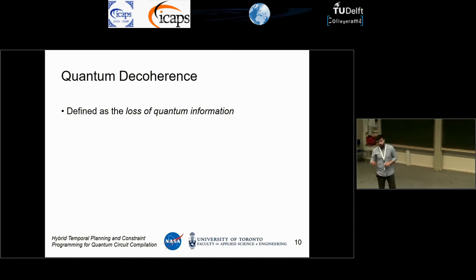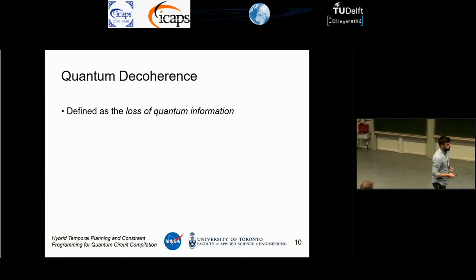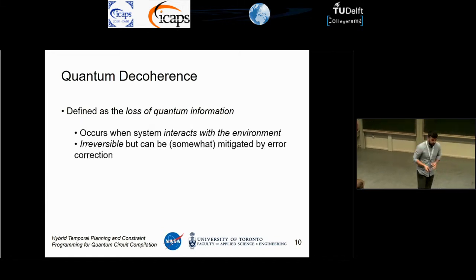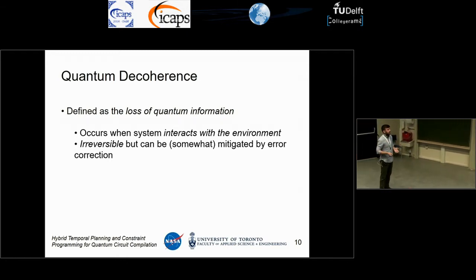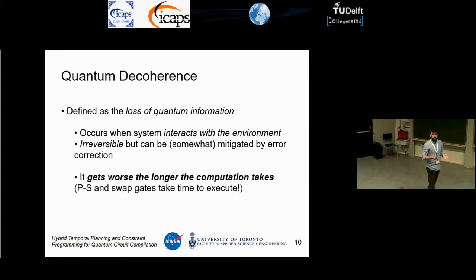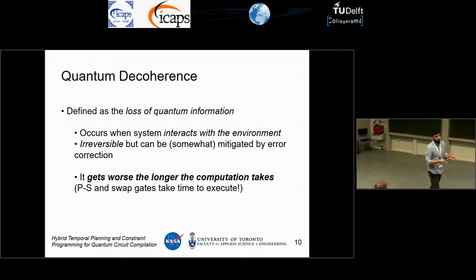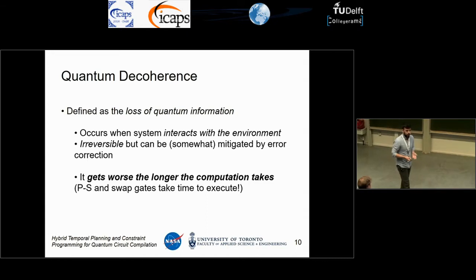The biggest issue is quantum decoherence, and this is defined as the loss of quantum information over time. Decoherence essentially occurs when the quantum system interacts with the environment. It's irreversible. Essentially, it's a bad thing. We can do some error correction to mitigate it, but at the end of the day, it's still there. It gets worse with time. So we actually want to minimize how long our quantum circuit takes. So we want to minimize the makespan of our quantum circuit.